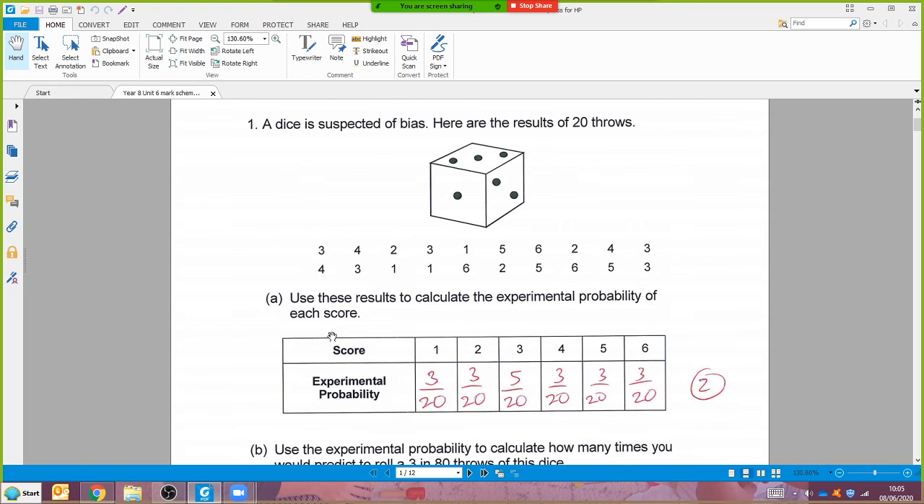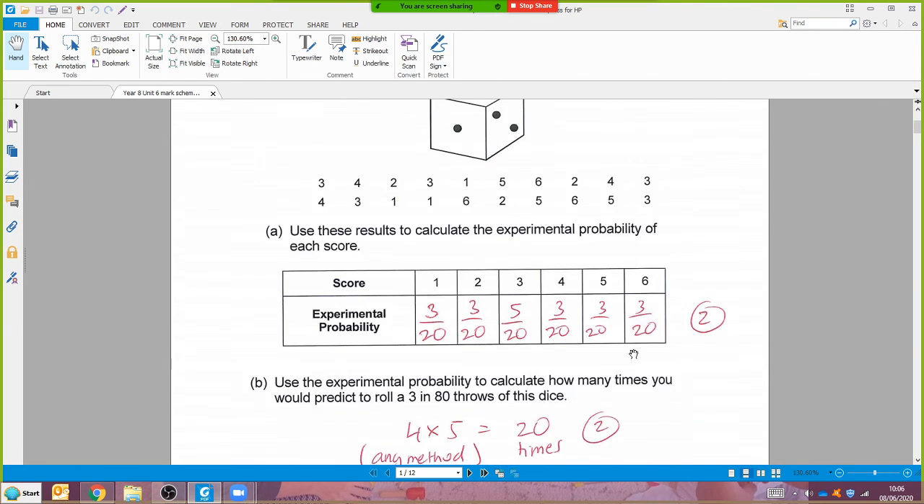So 3 out of 20 would be 0 point something. Yeah, 0.15, I think. It's 0.15 rather. Yeah, so that's the answers. If you didn't put them over 20, please put it over 20 and get your 2 marks.